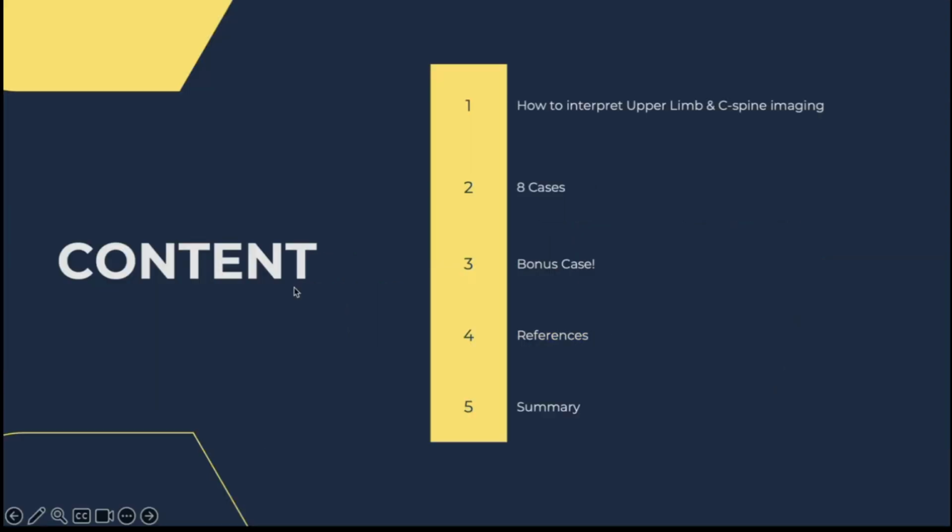So this is the content of what we're going to be going through in this session. Firstly, we're just going to have a look at how to interpret upper limb and C-spine imaging, and we'll be going through the individual anatomical areas of the upper limb. Then we've got around 8 cases, and Dr. Hussain has added a wee bonus case at the end, and then we've got our references as well.